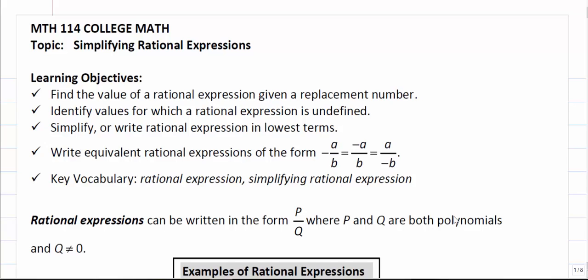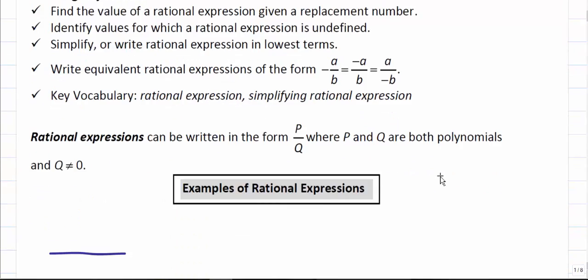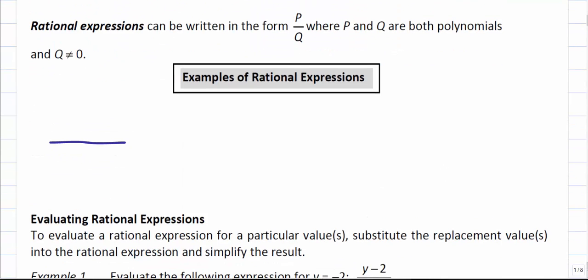For this next unit of material, we're going to be covering rational expressions and equations. So first I want to define for you what a rational expression is. A rational expression is any expression that can be written in the form of P over Q, where P and Q are both polynomials, but the denominator is not equal to 0.